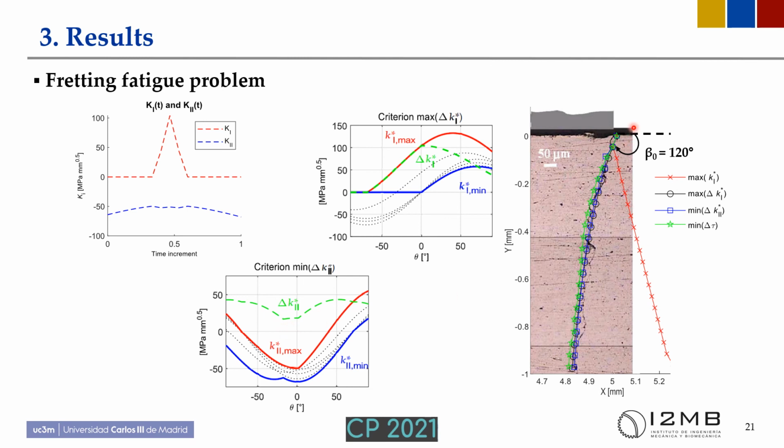The predicted crack trajectories are shown in the right figure, and we can see that the maximum K1 is not able to predict the crack path orientation. However, the rest of the criteria have been able to predict the crack path.